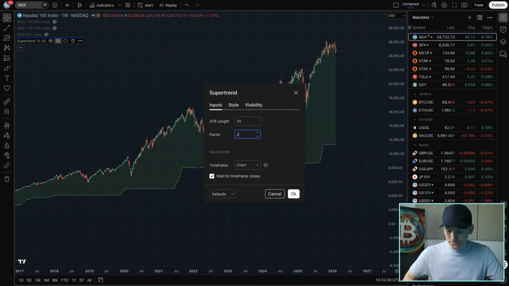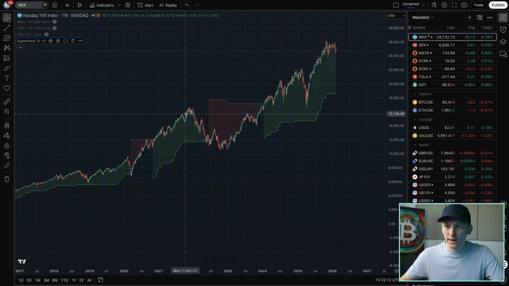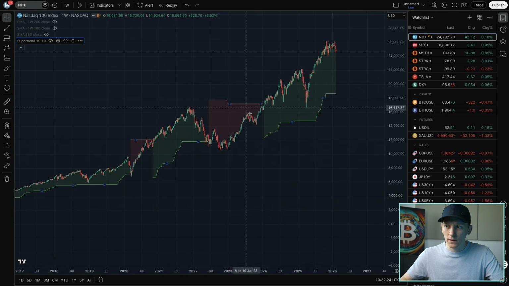Maybe go to 10, press OK. That's tracking things way more closely. However, much further away than we were normally with the super trend indicator. So that allows for more volatility before actually the price movement breaks the trend and then goes into the downtrend. But of course, it also is in a downtrend much longer until we get this breakout.